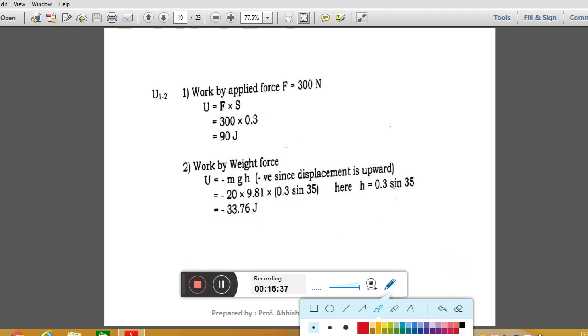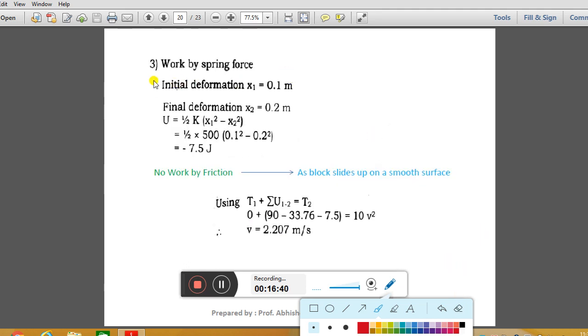Now let us calculate the work done by the spring force. This is the equation to determine the work done by the spring force, half k times x1 square minus x2 square. We know the value of stiffness. Stiffness is given as 500 Newton per meter. We have to find the value of x1 and x2, that is initial deformation and final deformation.